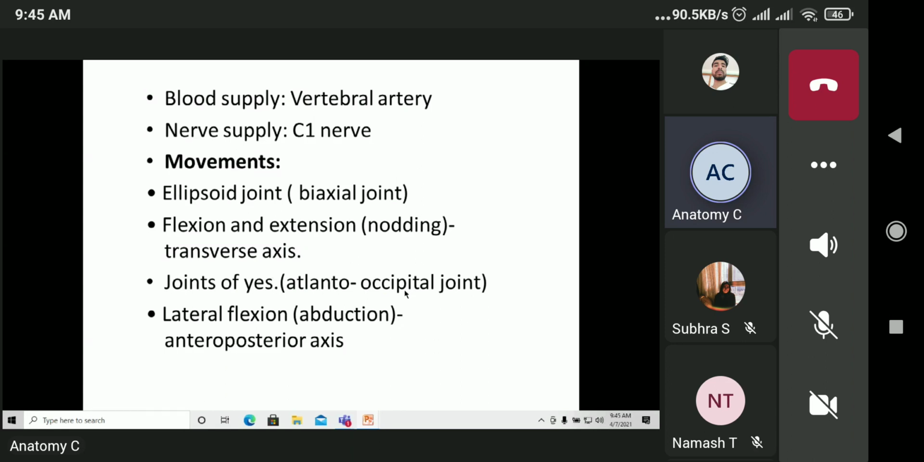You can note it: whenever we ask the question, or whatever you want to say yes, you note it. That is because of this atlanto-occipital joint. Okay, so this is the joint of yes. And lateral flexion, abduction in the anteroposterior axis. This flexion and extension nodding movement occurs in the transverse axis, whereas lateral flexion occurs in the anteroposterior axis.